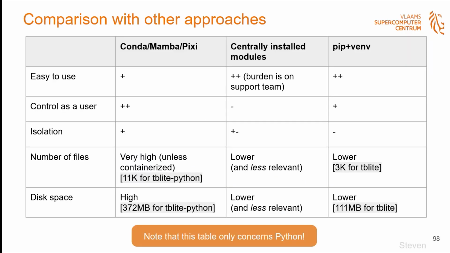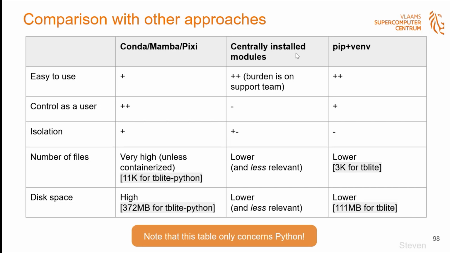This slide aims to situate the current talk in relation to previous methods that were discussed to install Python packages. So everything is relative to each other. When I put a plus or a plus plus, the plus plus means it's somewhat better. Of course, there is always a subjective component. So when you look at ease of use, I would say that pip plus venv is a bit easier than Conda, Mamba, Pixi. The main motivation is that with Conda, Mamba, Pixi, you need an external tool, while pip and venv are built into Python.